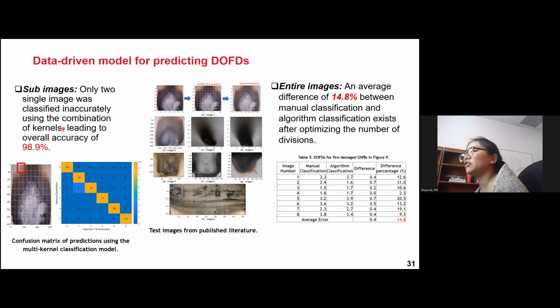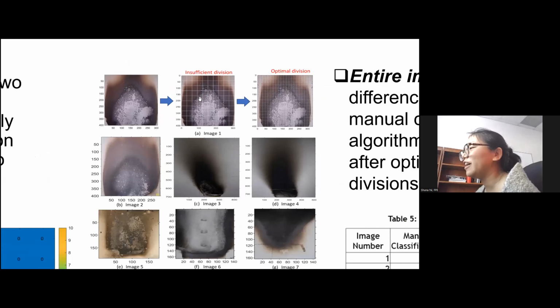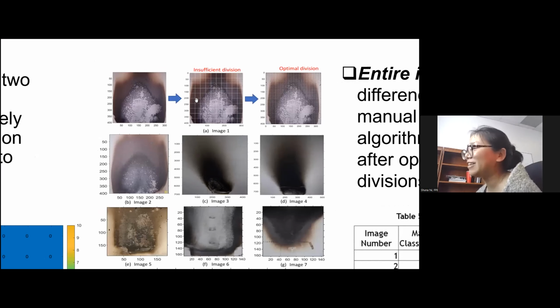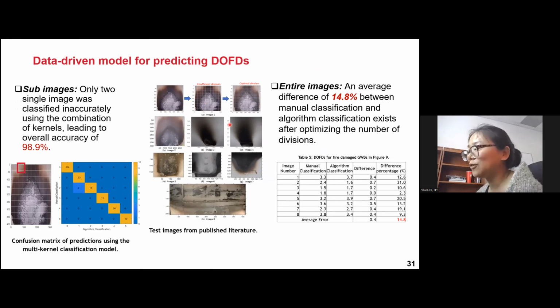We also used this model on entire images to estimate the average fire damage level for our gypsum boards, and the accuracy reduced a little bit. The difference between the manual classification and the algorithm classification is 19.8%. One reason is that if you look at a lot of sub-images, they don't have just one damage level, especially this one. Some images have multiple different damage levels, and our model is very good at identifying the damage level if a sub-image only has one. That's why, when you use the tool on entire images that have multiple damage levels, the accuracy reduces.